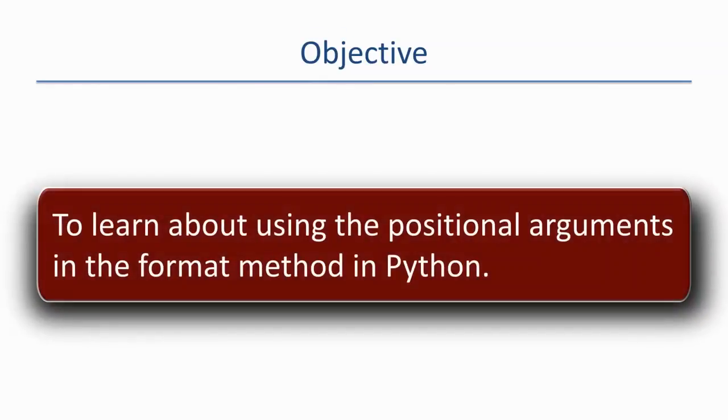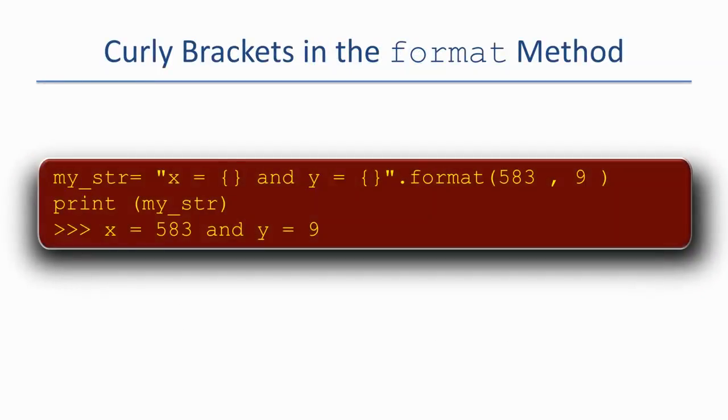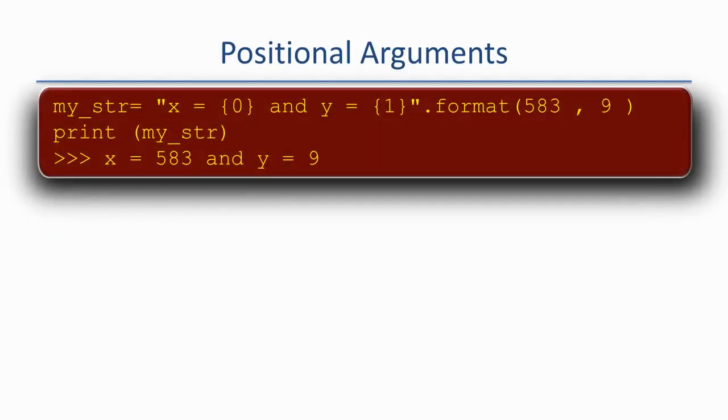Objective of this lesson is to learn about using the positional arguments in the format method in Python. Here is the same exact example from last lesson. And as you can see, in the output string, the curly brackets are substituted by the value of the arguments. In this lesson, I'm going one step further and show you how to use positional arguments.